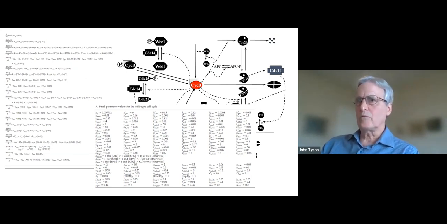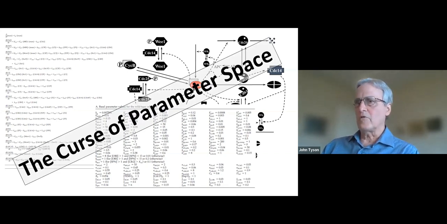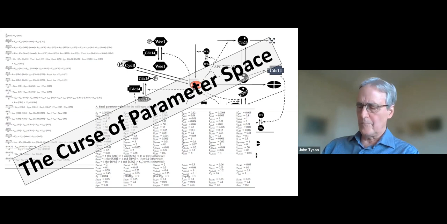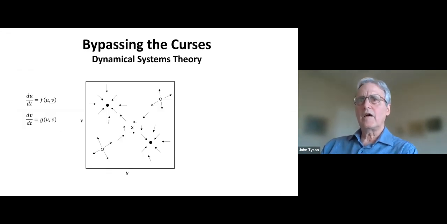And it's just not possible to estimate these parameters from the available data because of the size of the parameter space and the paucity, really, of kinetic data. And I call this the curse of parameter space. And it prevents us from pursuing this brute force simulation approach. What Bela Novak and I have been doing over the last several decades is to approach the problem from a different direction, using concepts from dynamical systems theory.